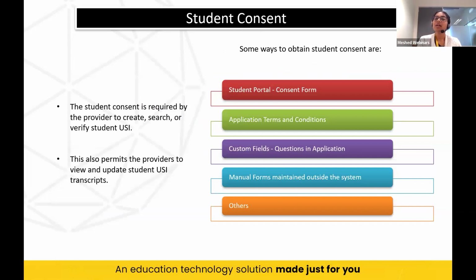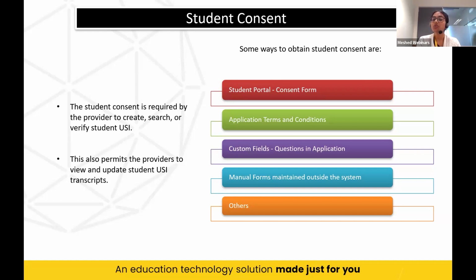Now, after the DVS comes the student consent. Student consent is one of the most important things when you're using the USI feature or even going to the USI registry to perform any functions for the student USI. In order to create USI, locate USI, or verify USI for a student or on the student's behalf, a student consent must be taken. There are different ways that you can take student consent. We have listed a few of them here. So let's look at them one by one.